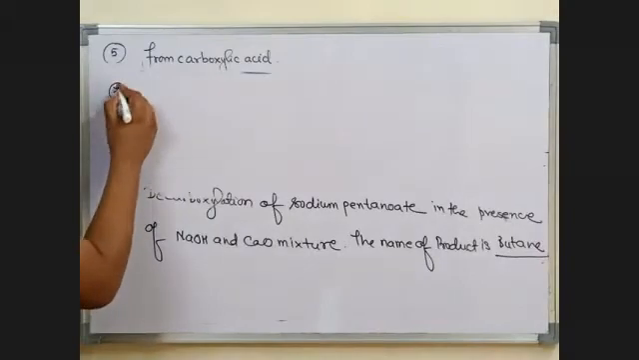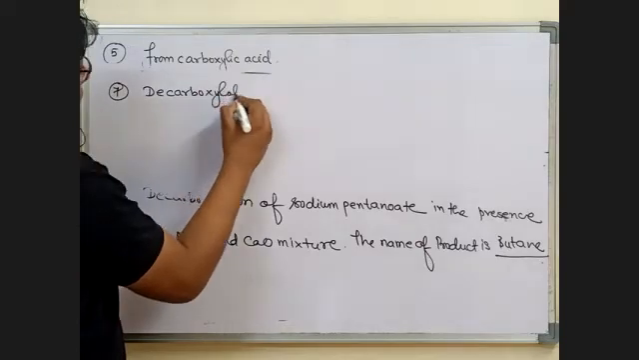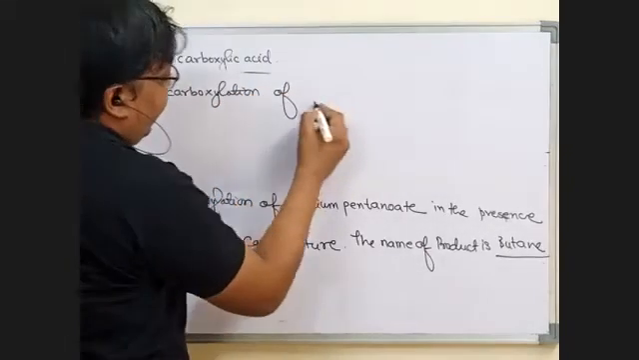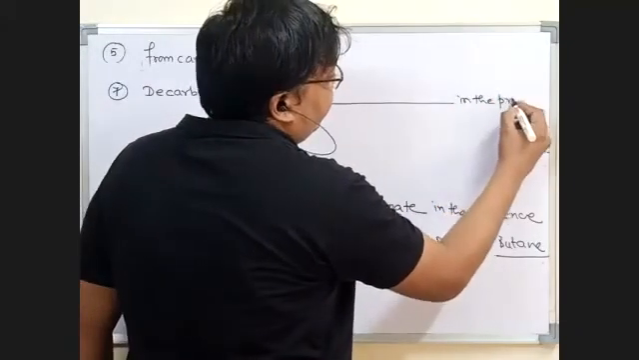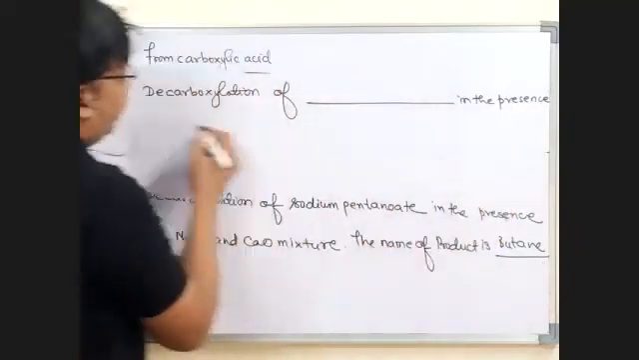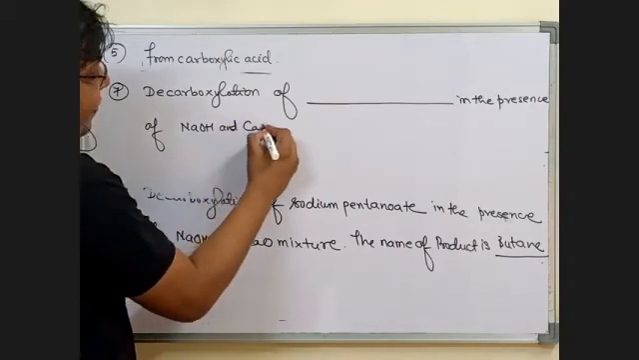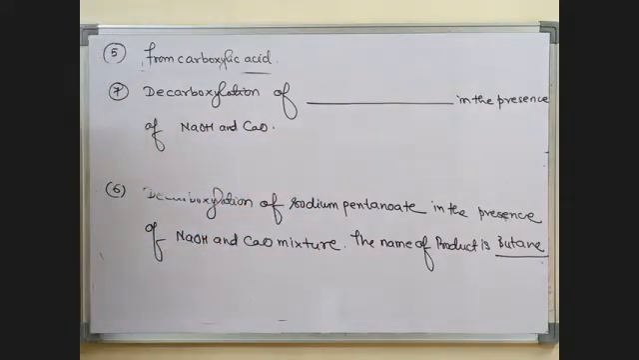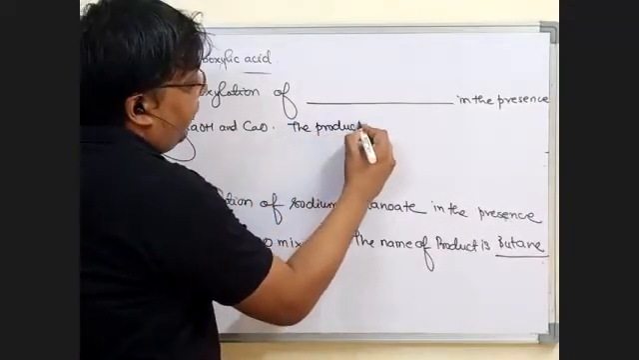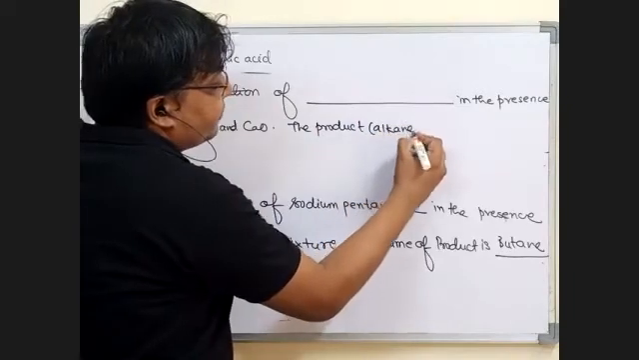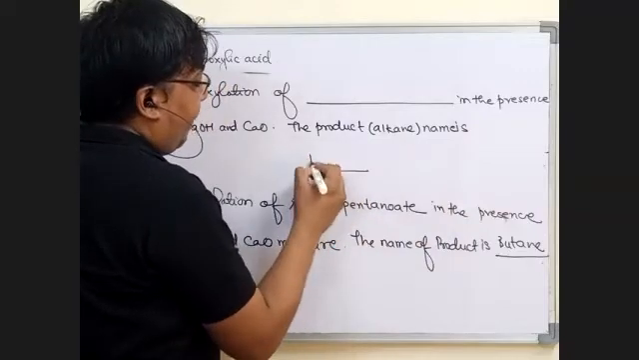Now, question number 7. Decarboxylation of a dash salt in the presence of NaOH and soda lime. The product alkane name is propane.